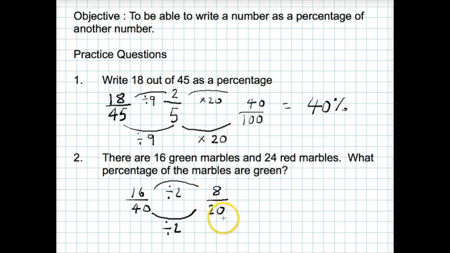Now we can get 20 to 100 by multiplying it by 5. Multiply the top as well by 5. 5 times 8 gives us 40, so 20 times 5 is 100, and 5 times 8 gives us 40. We've now got 40 over 100, which again is 40%.